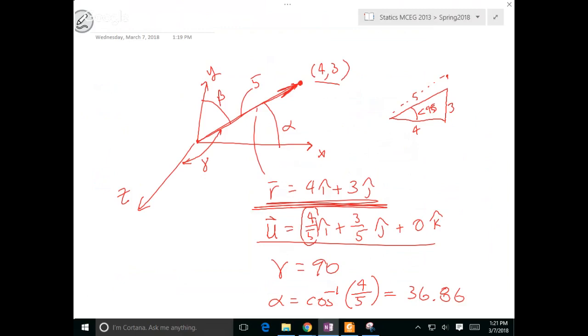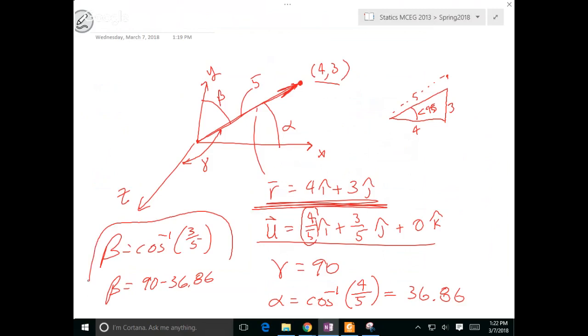So what do you think? In this case alone, what do you think beta would be? Would it be 90 minus 36.86? Only in this case. The definition is cosine inverse of 3/5. So do those both equal the same thing?